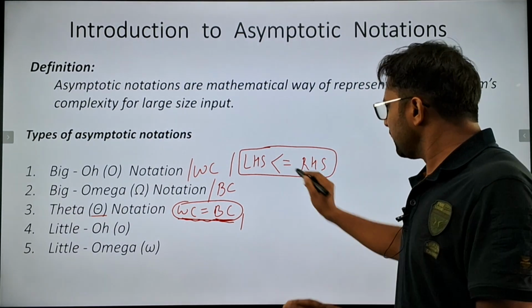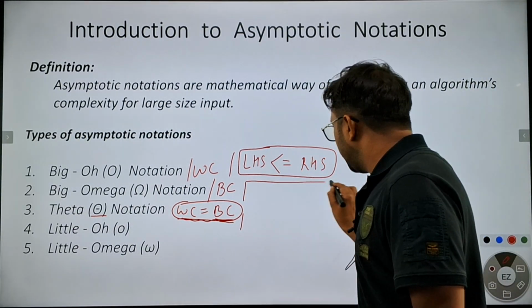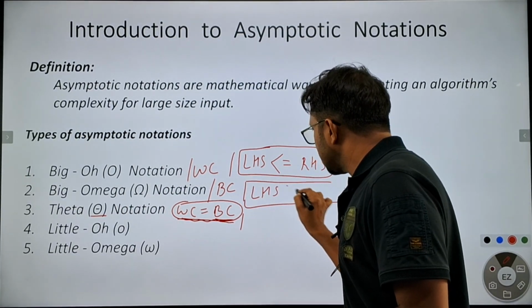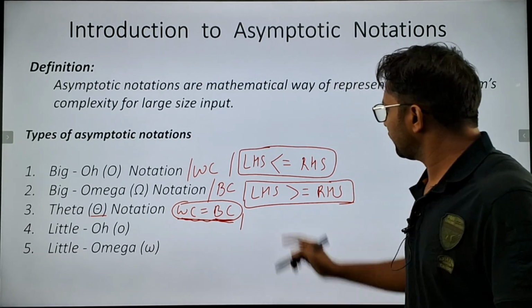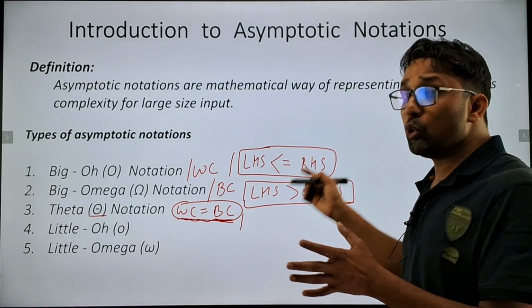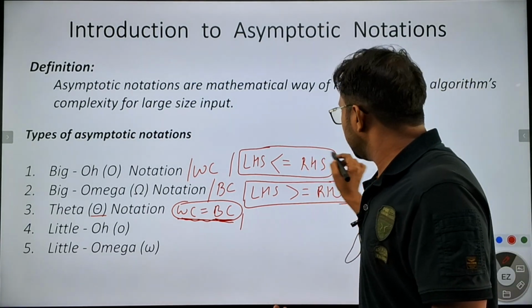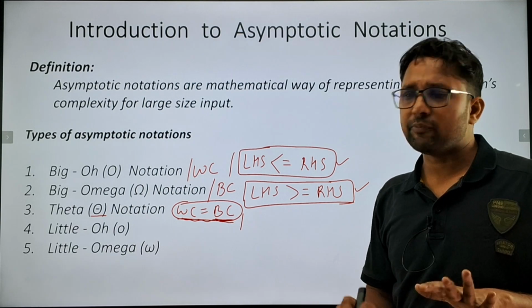We will see that with one example, but before that let me write. Big omega notation says that the left hand side is greater than or equal to the right hand side. So if we are comparing two algorithms, then with the help of these statements you can identify which is performing better and which is performing less.